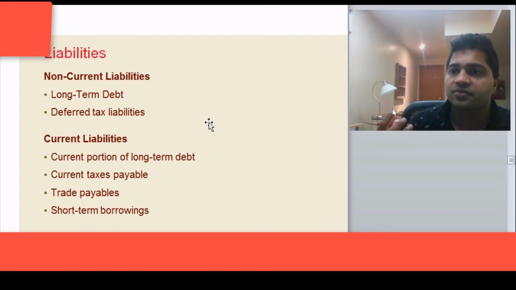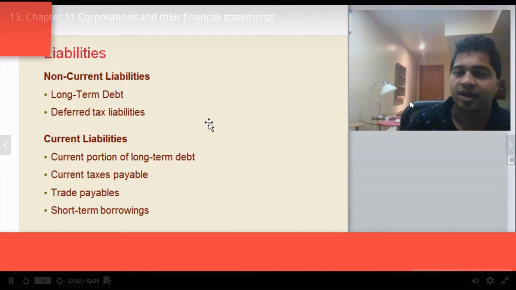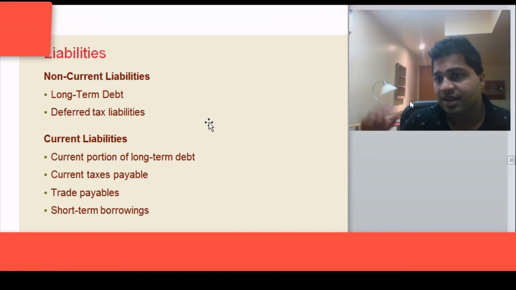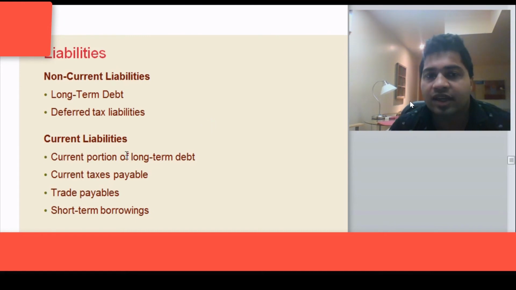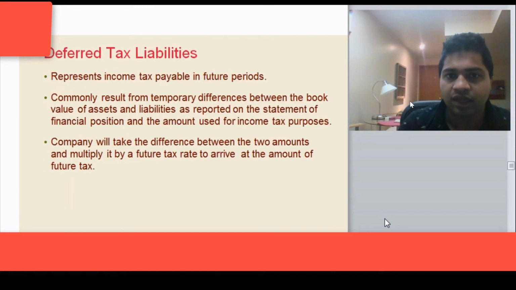It happens because companies generally follow two different sets of accounting practices, one for corporate reporting, IFRS, and one for tax purposes. Because of that there are discrepancies. Sometimes you pay more tax, so you create deferred tax assets. Sometimes you pay less tax than what is required, then you make deferred tax liabilities. Current liabilities are the current portion of long-term debt, current tax payable, trade payables, and short-term borrowings that the company has.